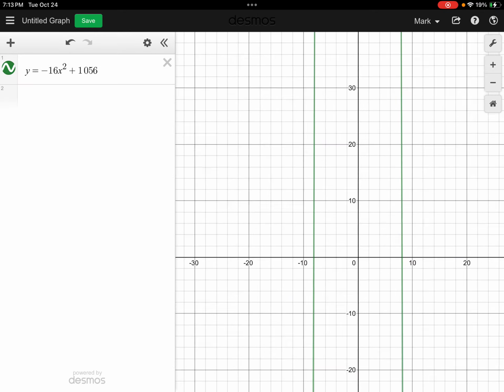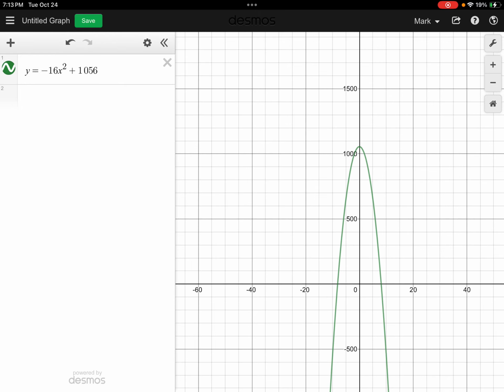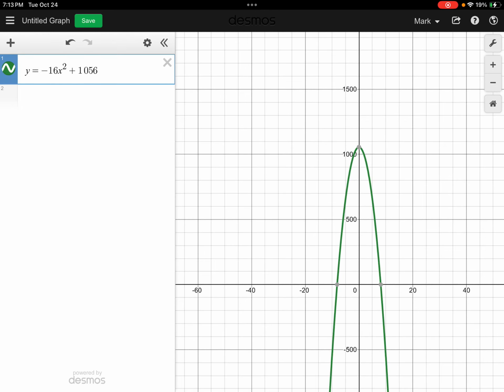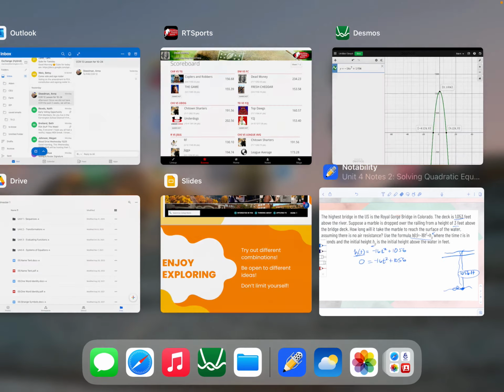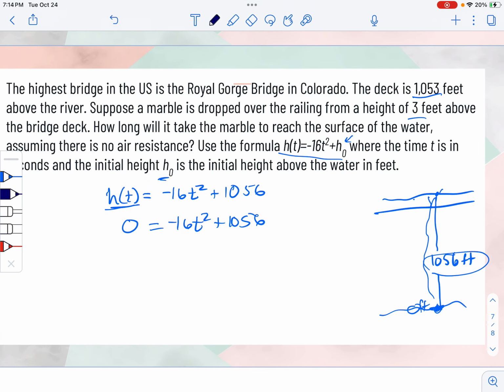Okay, here we go. If you look at the whole thing, you'd have to squeeze it down. There's the vertex right there. And if you hit that, that's 0, 1056, right? If you plug in 0 for x, that's what it is. That's your y-intercept. But the 2 points where it crosses are your solutions. There's 8.124 and negative 8.124. Those are seconds. So we're not dealing with negative time. So my answer is actually 8.124 seconds. It would hit the ground in 8.124 seconds. And there you go. We're good to go.